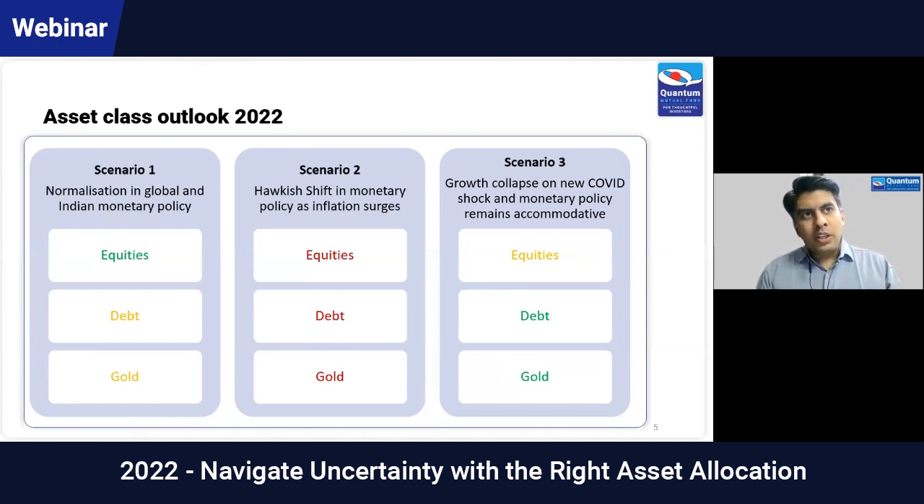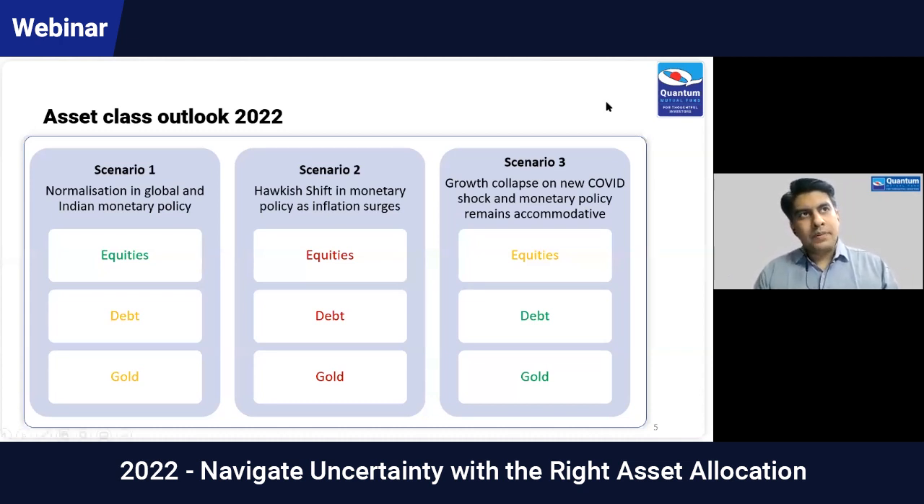Gold, to an extent, will still be a better asset to hold in such times, because real interest rates will still catch up. Central banks can be aggressive to an extent, but if inflation just keeps spiraling and goes out of control, then gold is a likely asset that will reasonably do well in scenario two, as opposed to equities and debt. And coming to scenario three, we are talking about growth collapsing.